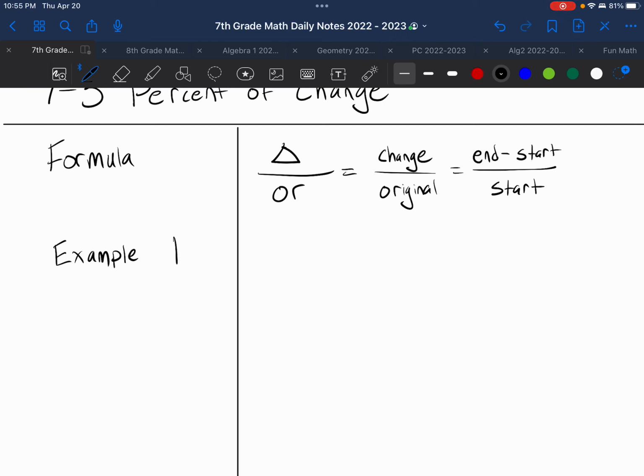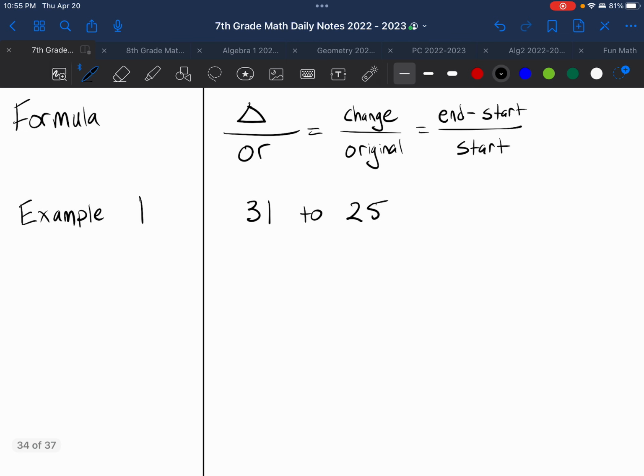I don't want to write the question over and over, but you're supposed to find the percent of change, and I'm just going to choose random numbers. 31 to 25. I should also mention that everything in today's lesson and yesterday's lesson is about using a calculator to make this as easy as possible. So 31 to 25. I'm going to say that this number was my start, and this number was my end. I'm using this formula to get from 31 to 25. To get from 31 to 25, I had to subtract 6.